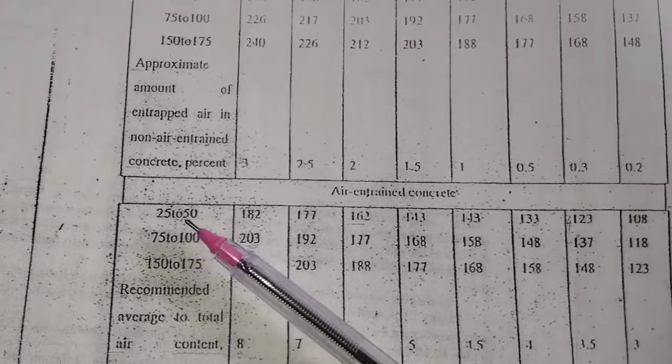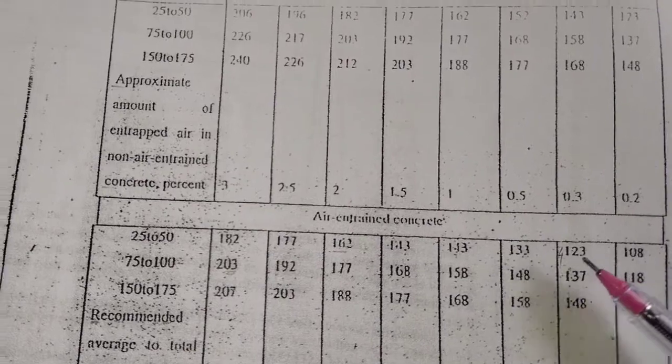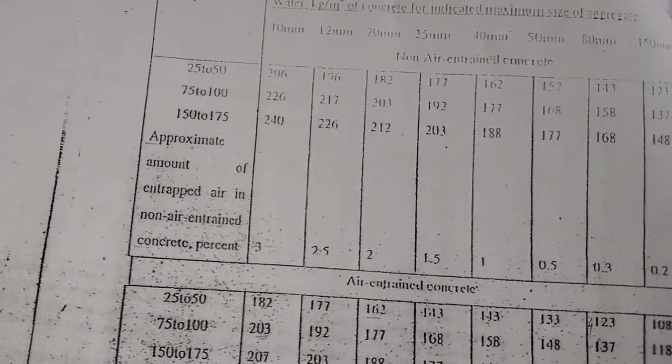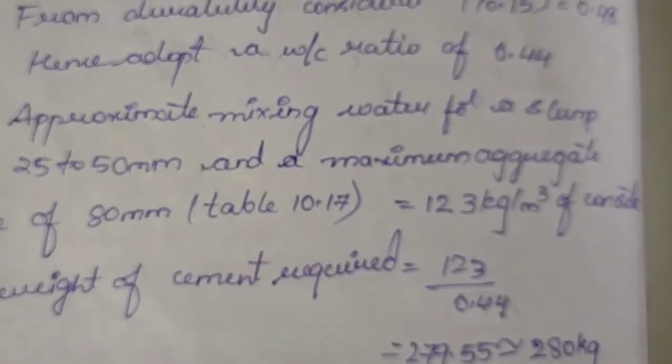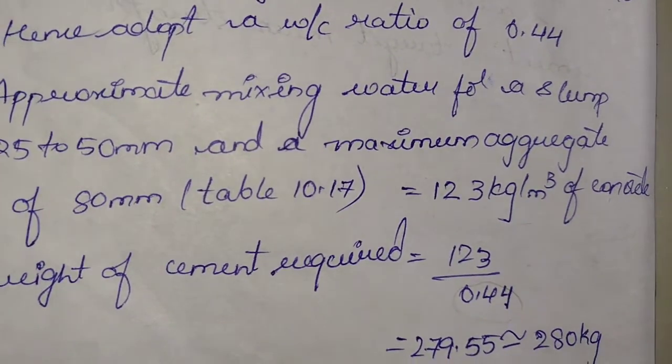Okay, we are given the slump as 25 to 50 mm. So for 80 mm we are taking 123 kg per meter cube, as they have mentioned. So the water to be added is 123 kg per meter cube of concrete. So the approximate mixing water for the slump is 123 kg per meter cube.